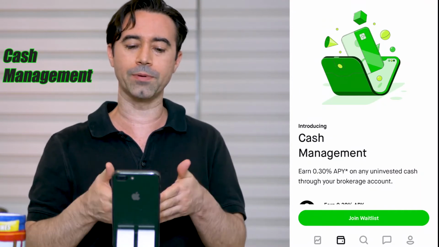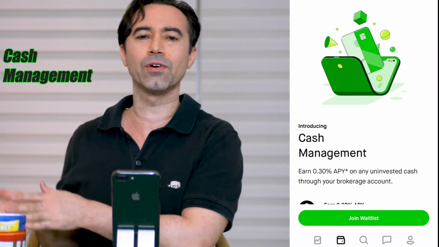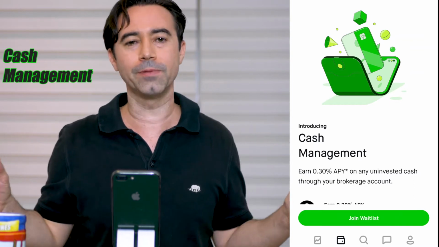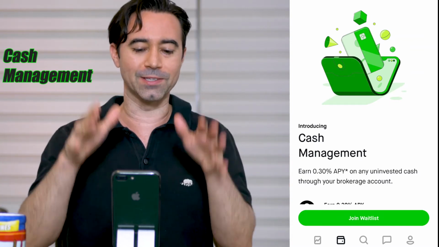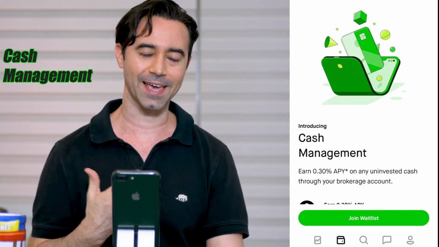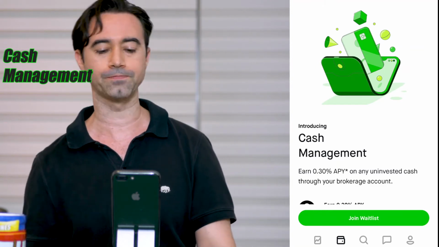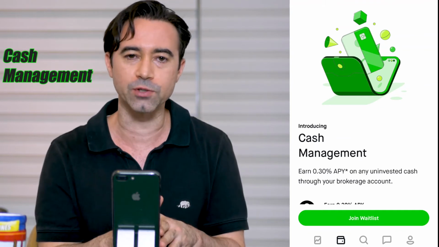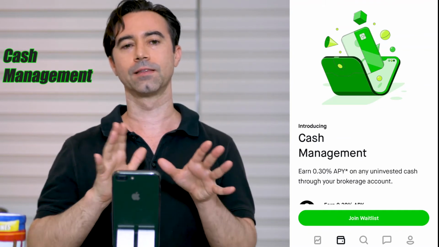Now, will this happen going forward forever? They're really trying to compete, these robo-advisors, so I think Robinhood's gonna try to be as competitive as they can with these interest rates for a while. But is it the best interest rate right now? No, it's not. There are better interest rates.